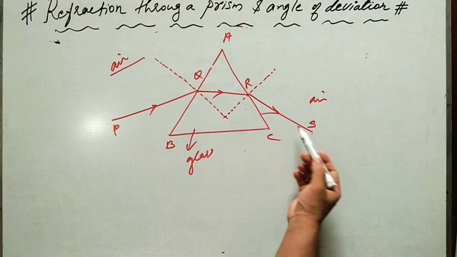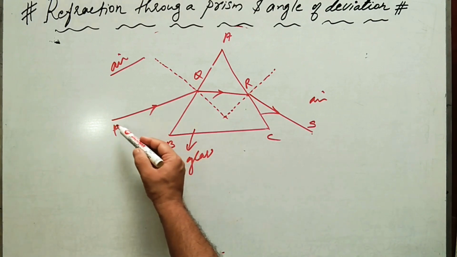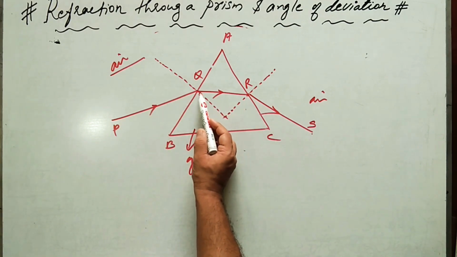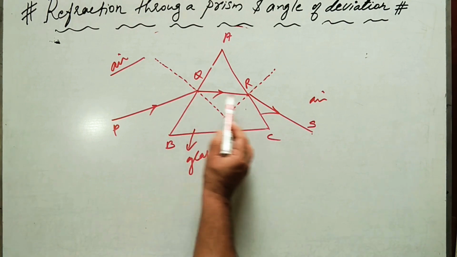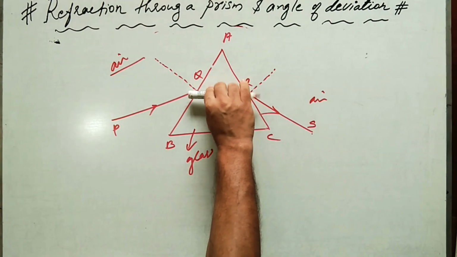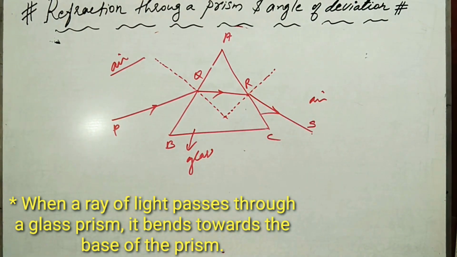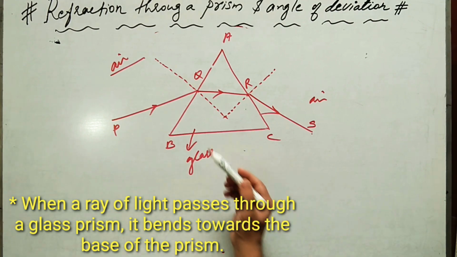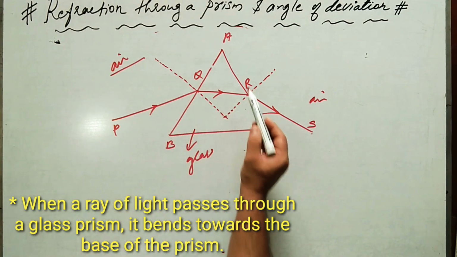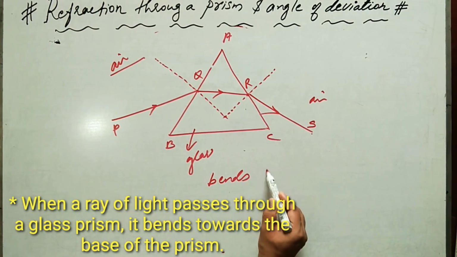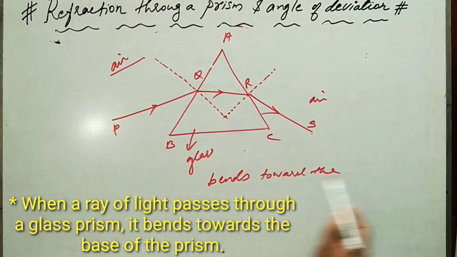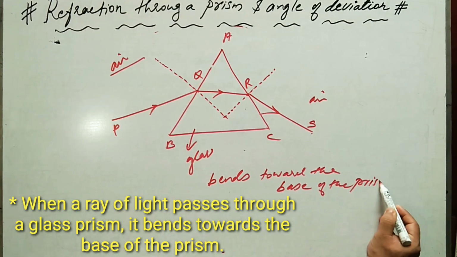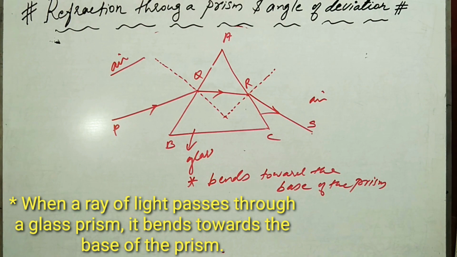So you can see that when a ray of light travels through a glass prism, it is bending slightly towards the base of the prism. That is one of the important points that you have to remember when you are studying the refraction through a glass prism. What is that important point? When a ray of light travels through a glass prism, it always bends towards the base of the prism. Very important point.